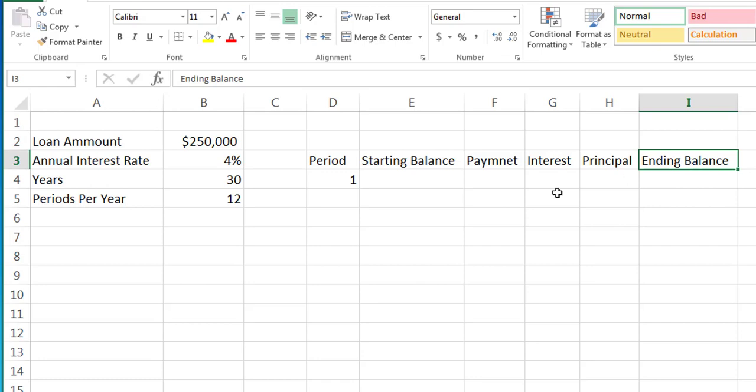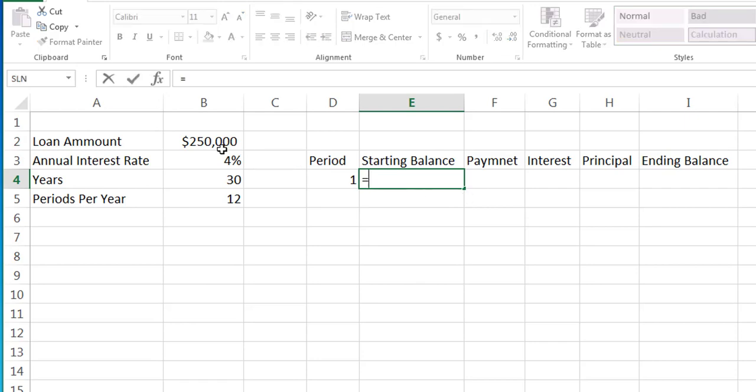In this example, I'm using a home mortgage. You could use any loan that you wanted, really. It works just the same. So our starting balance is going to be equal to our $250,000. And as always, don't type in $250,000. Type an equal sign and point to our $250,000 starting point on the loan.